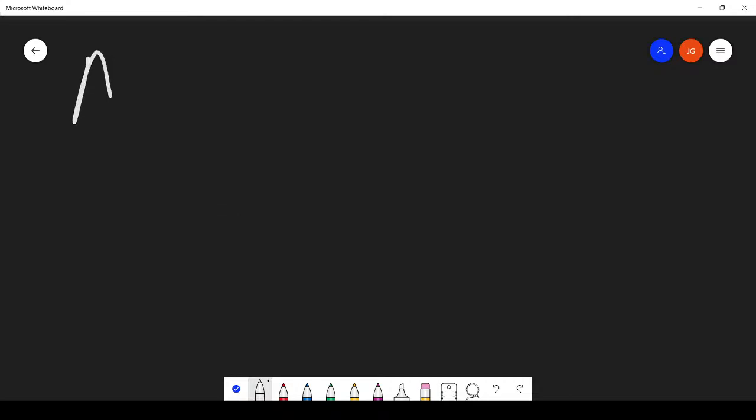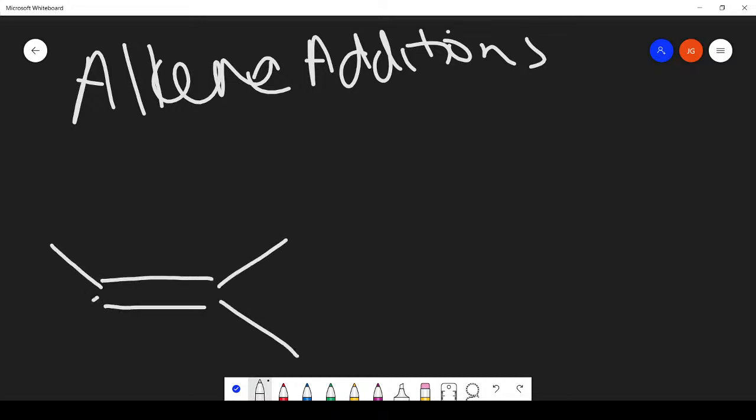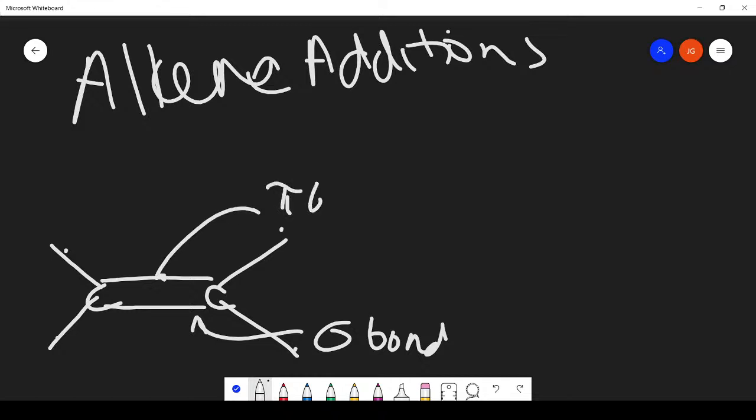Okay, let's start with alkene additions, right? So, all of them are going to follow the same general trend, right? So, you have an alkene. It doesn't really matter what these things are. Remember that an alkene is a double bond between 2 carbons, right? And you have a sigma bond. This is the first bond that forms between any 2 carbons. And you have a pi bond.